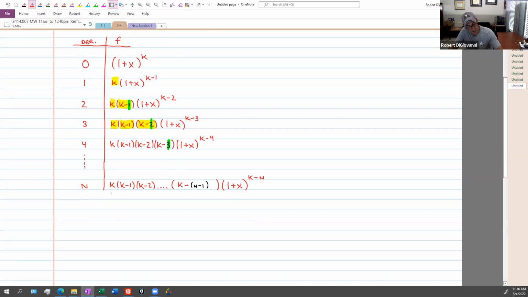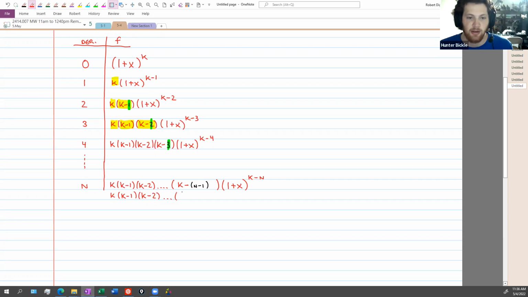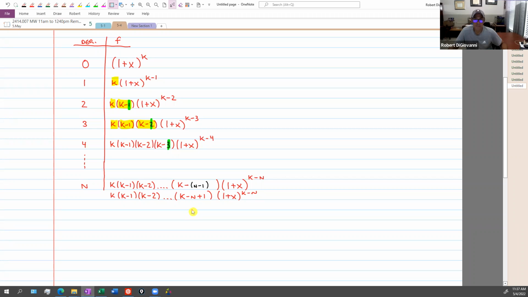Now, I think what Hunter was saying, I believe you were right, Hunter, when you said this. I was just distributing that negative across. That's right. If you distribute this minus through, you get minus n plus 1, which is the same exact thing. So you could use that instead. Just distribute the negative. Okay.